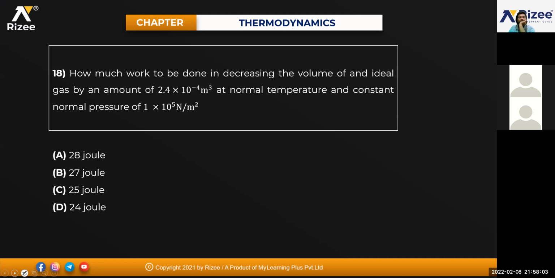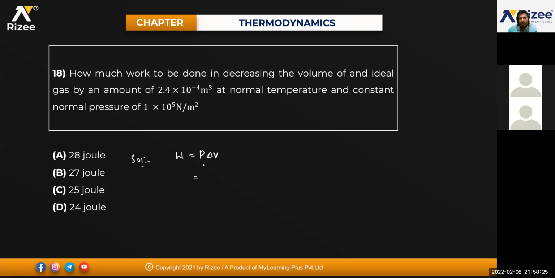I hope we can do this one. How much work is to be done by decreasing the volume of an ideal gas by an amount of 2.4 into 10 to the power of minus 4 meter cube at normal temperature and constant normal pressure of 1 into 10 to the power of 5? How much work is asked? That means at a constant pressure, work done will be equal to pressure into change in volume.